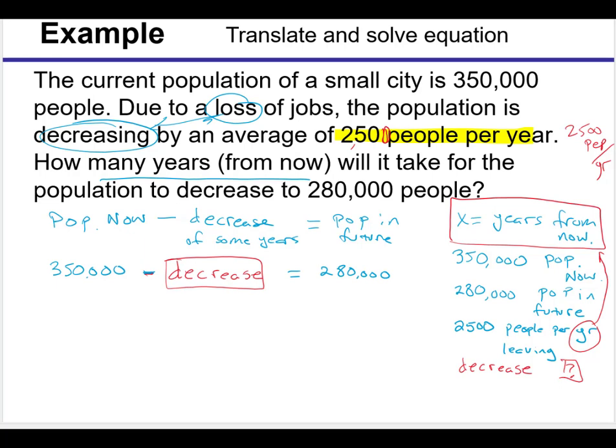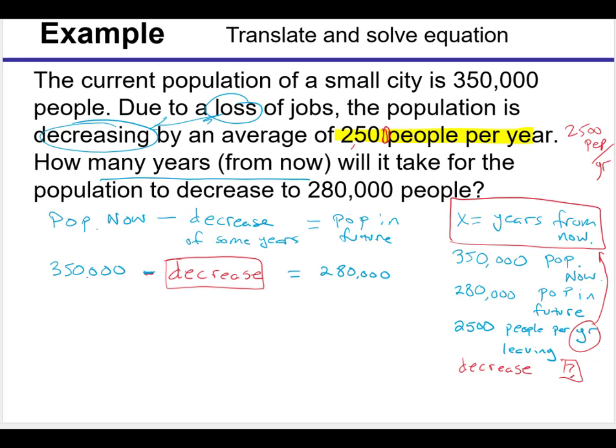Well, the best we're going to be able to do is create a little formula for it. Because we don't know the years, and that means we don't know how many people to take off because they're decreasing each year. But we can make a math formula for it. Now, it has something to do with 2,500 people per year. We're losing that many each year.